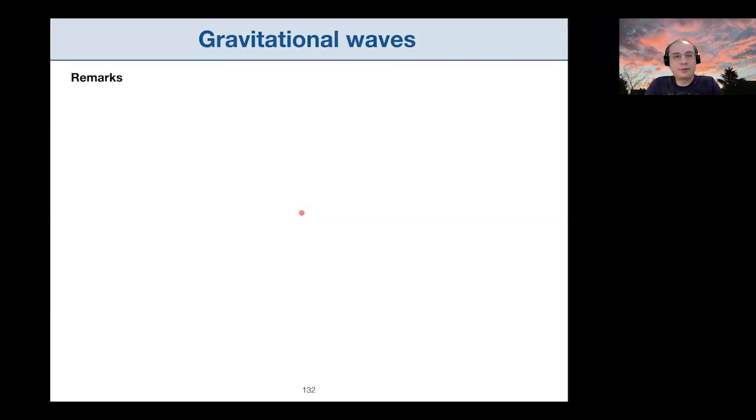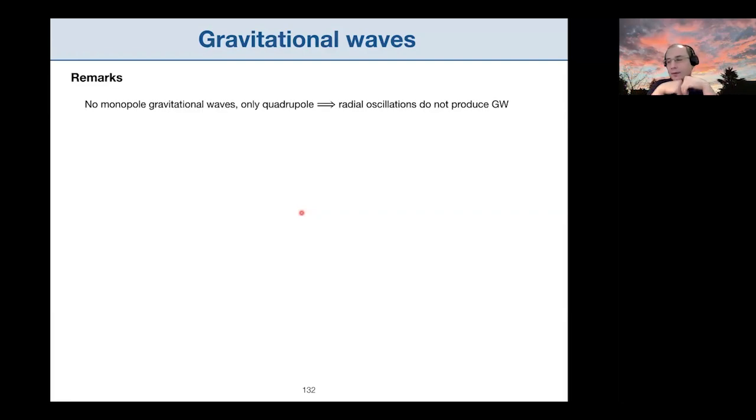So I would like to conclude the gravitational waves part of our lecture with a few remarks. We have derived the quadrupole formula. The quadrupole formula, apart from many things, also tells us that there is no such thing as monopole gravitational waves. You need a time-dependent quadrupole to produce gravitational waves. And this has an important physical consequence, namely, radial oscillations of heavy objects do not produce gravitational waves.